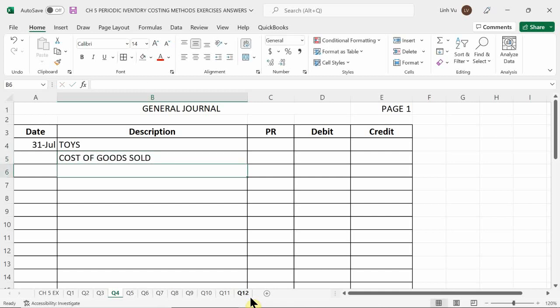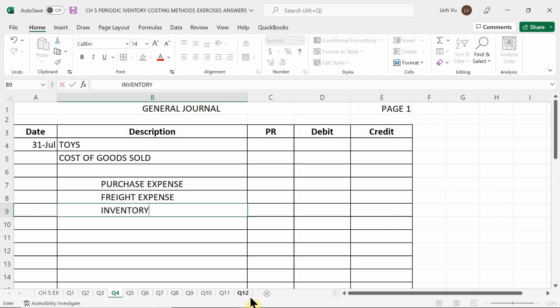Anything else? Purchase expense. What else? Freight expense. Okay. Anything else? Your beginning inventory. Beginning inventory. And anything else? Okay. Let's plug our numbers in and then we'll solve from there, okay?